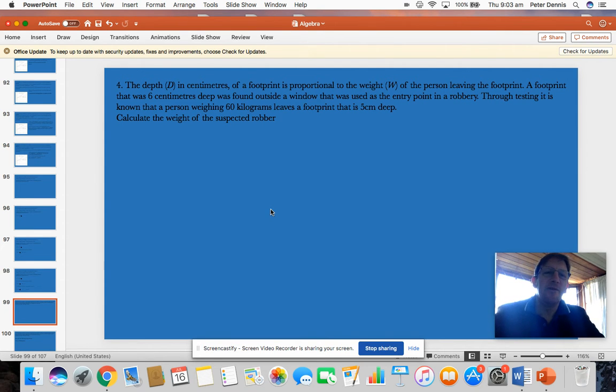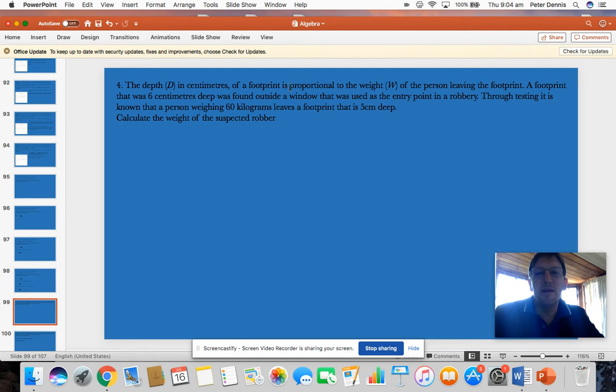CSI. The depth in centimeters of a footprint is proportional to the weight of a person leaving that footprint. If you're heavy, you leave a deeper footprint. If you're light, you leave a less deep footprint. A footprint that was 6 centimeters deep was found outside a window that was used as the entry point in a robbery. Through testing, it is known that a person weighing 60 kilograms leaves a footprint that is 5 centimeters. Calculate the weight of the suspected robber.